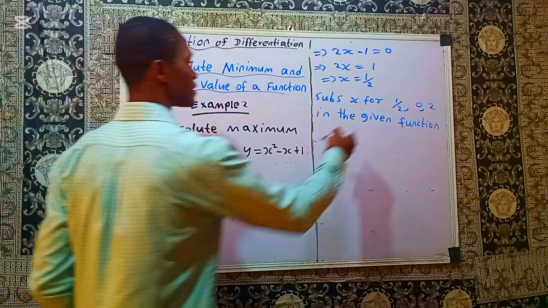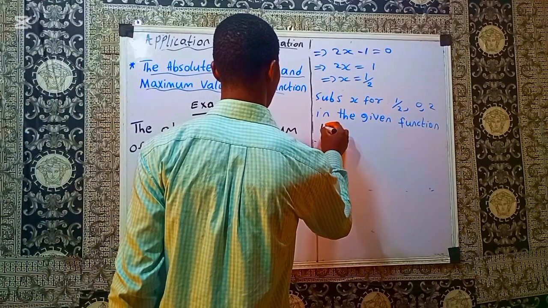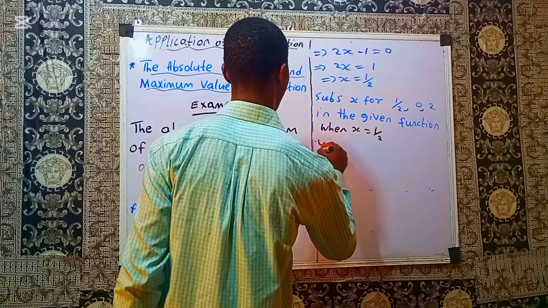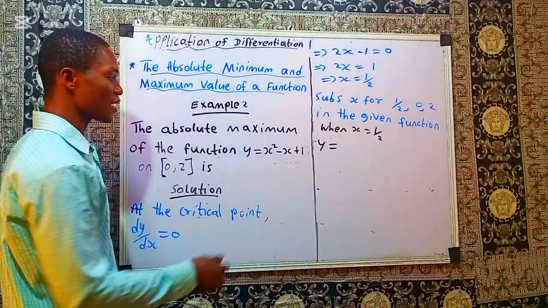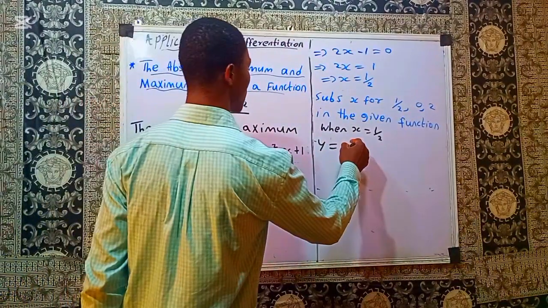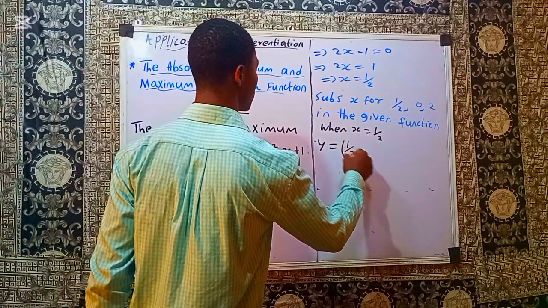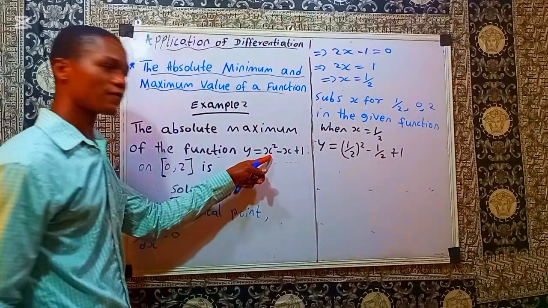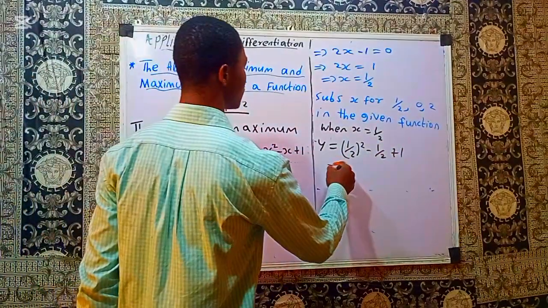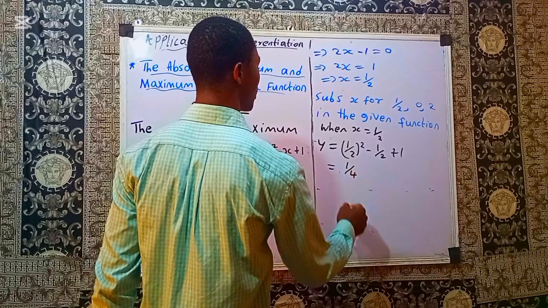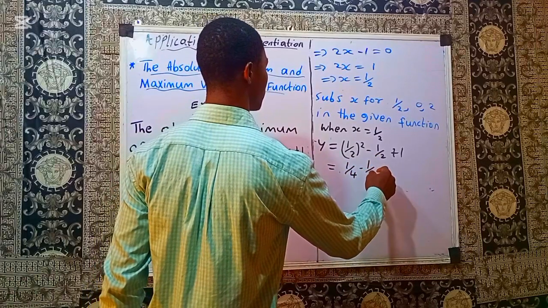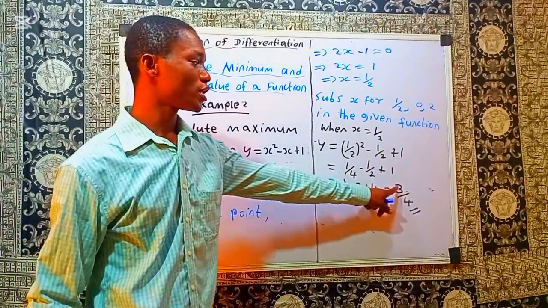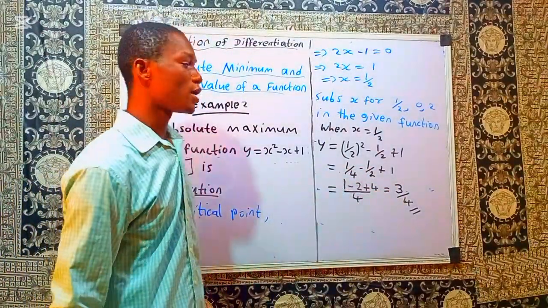So when x equals half, y will be equal to, let's check, put half here. We are going to have half raised to power 2 minus half plus 1. I'm putting x for half here. Then half raised to power 2 is 1 over 4, minus half plus 1. If you simplify this fraction, you are going to get what? 3 over 4 as your answer.